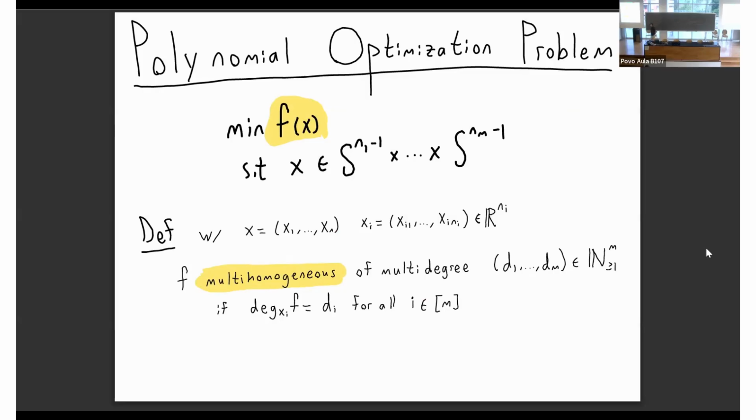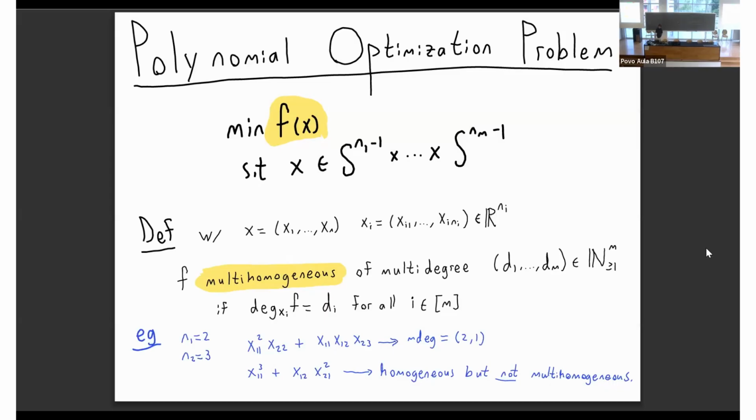Okay, we have a tensor workshop, so we shouldn't be scared of indices. We have a vector of m vectors, and each one of these vectors has dimension n_i. Each one of these vectors lives in a register, on a sphere in that register. We say f is multi-homogeneous if in each register we have a fixed degree, so there's a d_i for every x_i.